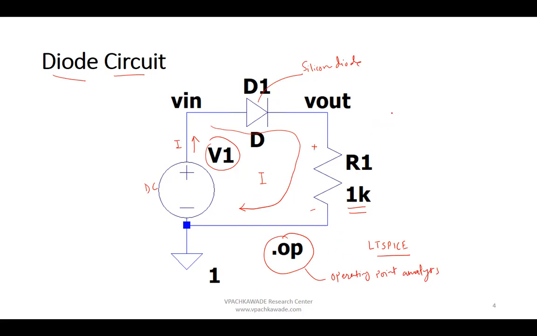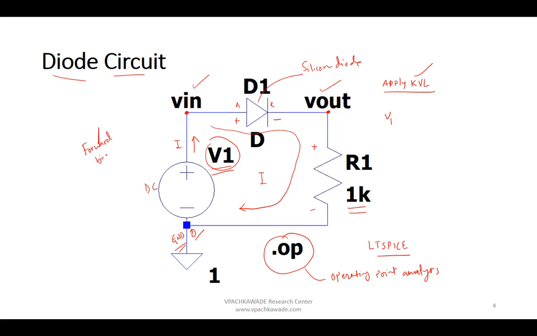So very simply, we can first apply KVL to the circuit. This is Kirchhoff's voltage law, where we see that the voltage source V1 is connected between node Vin and the ground 0. This is ground. Remember, the global ground is indicated by 0, net 0. And the silicon diode is connected between node Vin and Vout. That's the point. The diode is forward biased when the positive voltage is applied to the anode and the negative voltage is applied to the cathode.